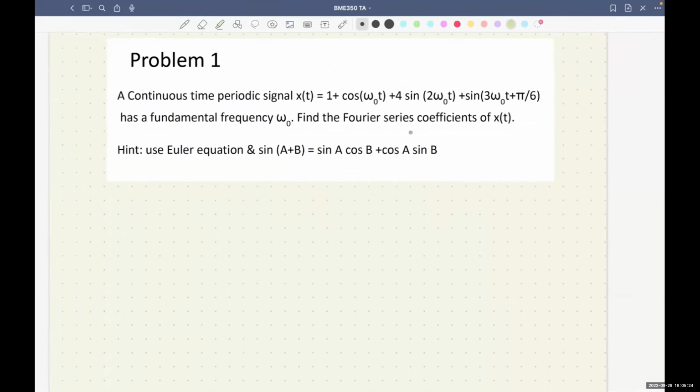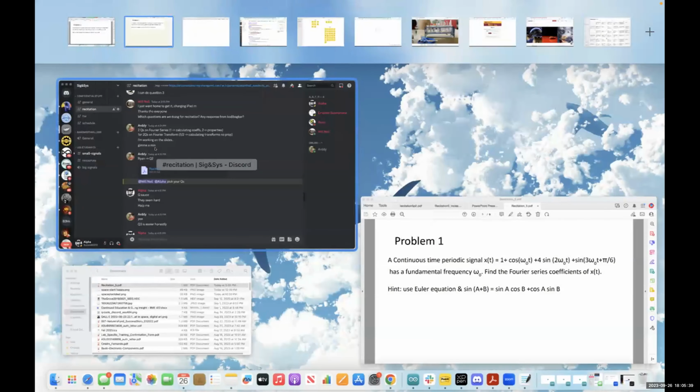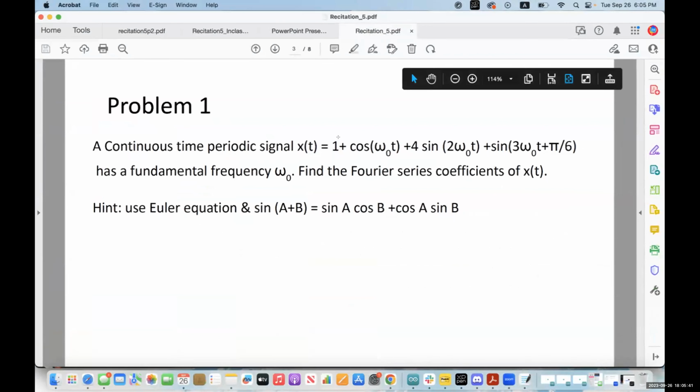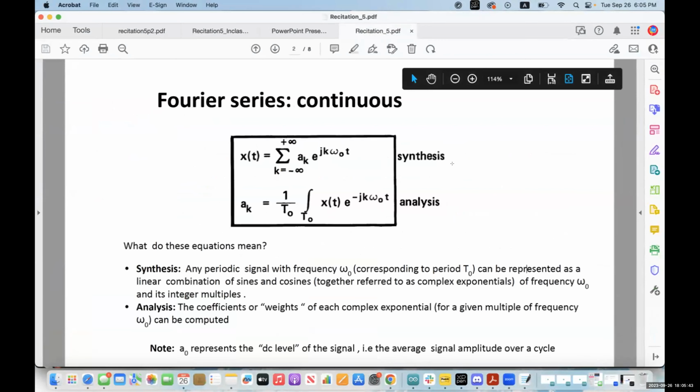The problem wants us to find the Fourier series coefficient of x(t), right? And when we talk about a Fourier series coefficient, let's look back at the two equations here. When we talk about the coefficient, it actually means analysis, right? So we're going to find a_k for this question.